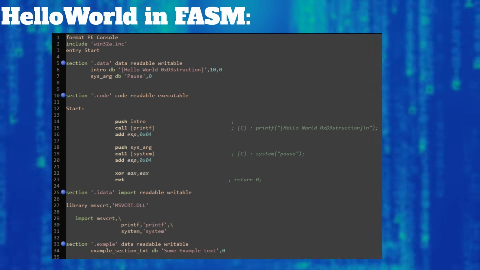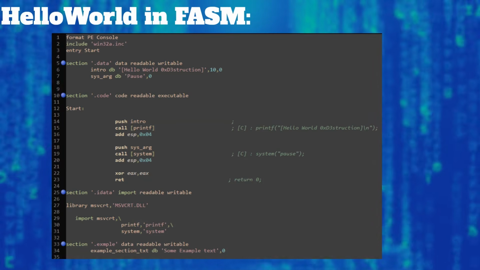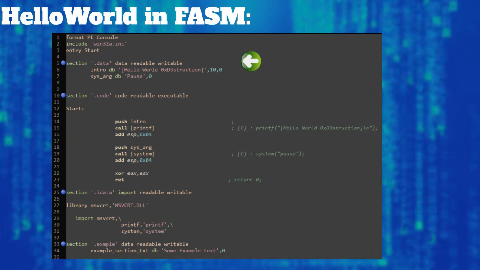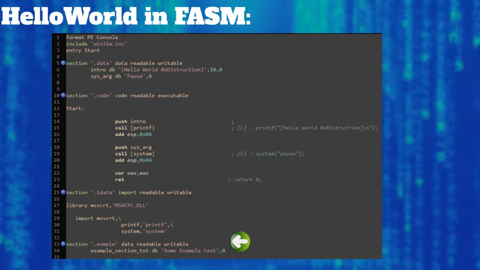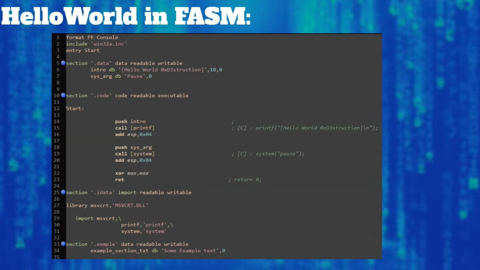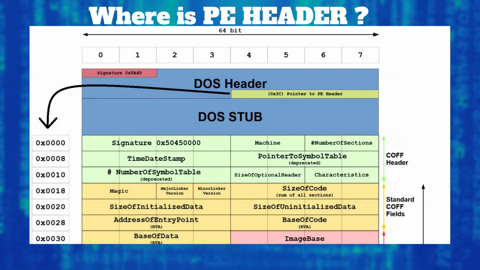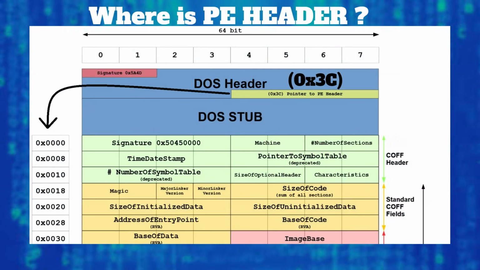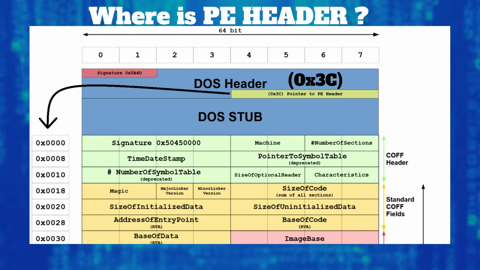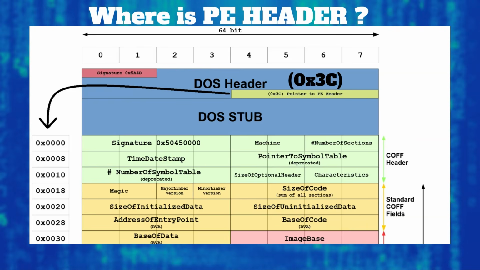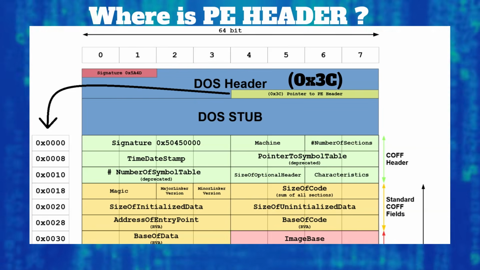Our app to analyze will be this simple hello world written in FASM. As you can see, it has three standard sections: data, code and import, and one example section for better understanding. This app is perfect for this example. This image from Wikipedia tells us that the PE header will be placed at offset 3C from the file start and nothing else matters. If we want to read the PE header, we have to read the offset at this offset. Let's see how to do it.